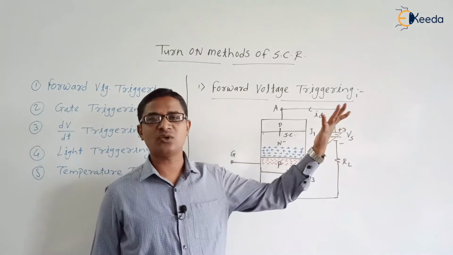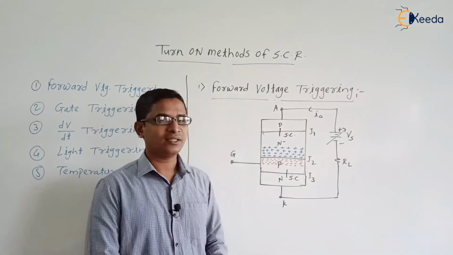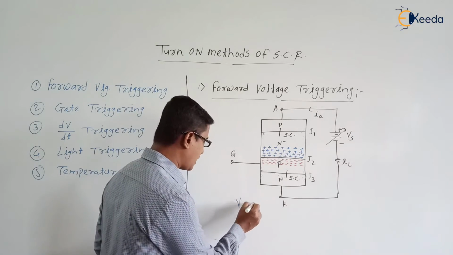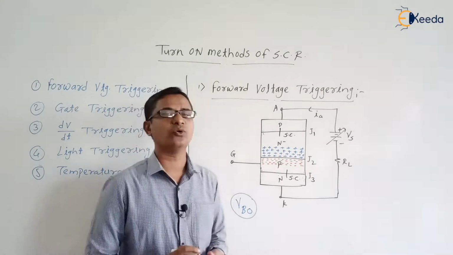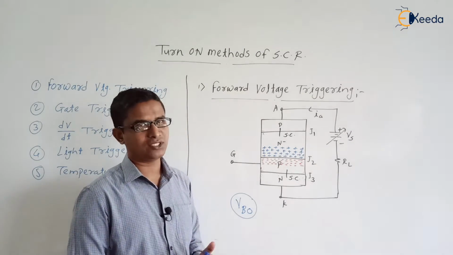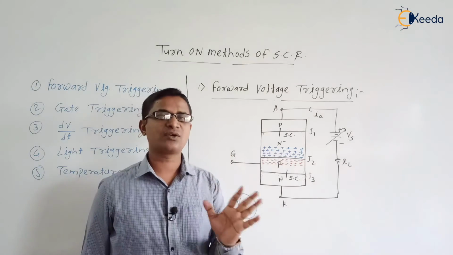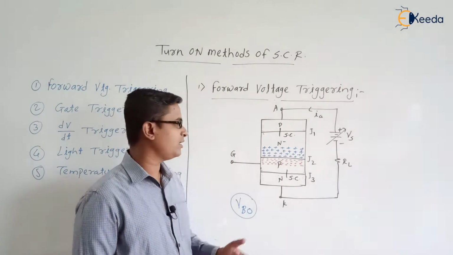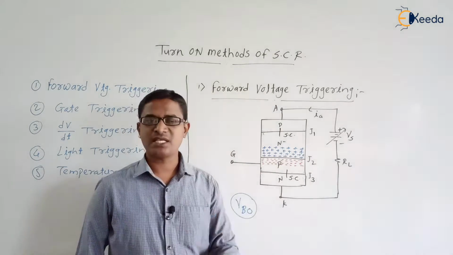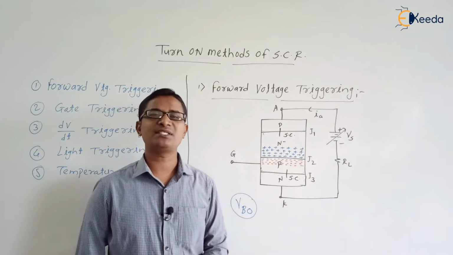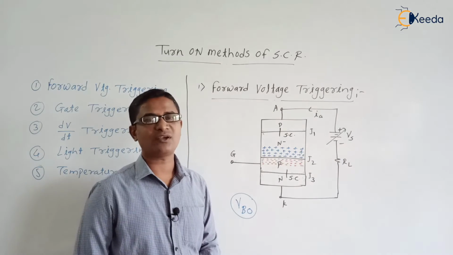If we further increase the voltage to a particular value, that is VBO, which we discussed in the static VI characteristic. VBO is the forward breakover voltage. When Vs is equal to VBO, the breakdown of the depletion layer across junction J2 takes place. And once the breakdown of the depletion layer across junction J2 takes place, what will happen after that?